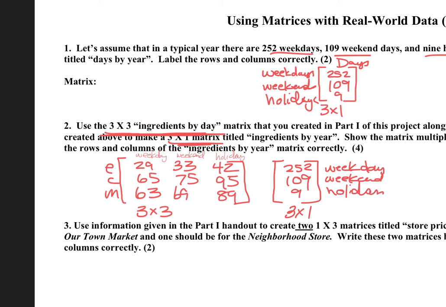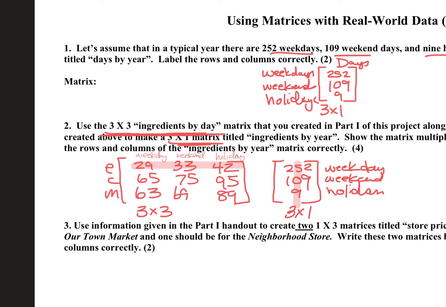Now, if we're going to follow our rules of matrix multiplication, that means we're going to take this row times this column and add it all up. Now, let's think about why this makes sense for a second. We're trying to figure out how many eggs we need in general, right? But the problem is we need 29 on a weekday and 33 on a weekend.